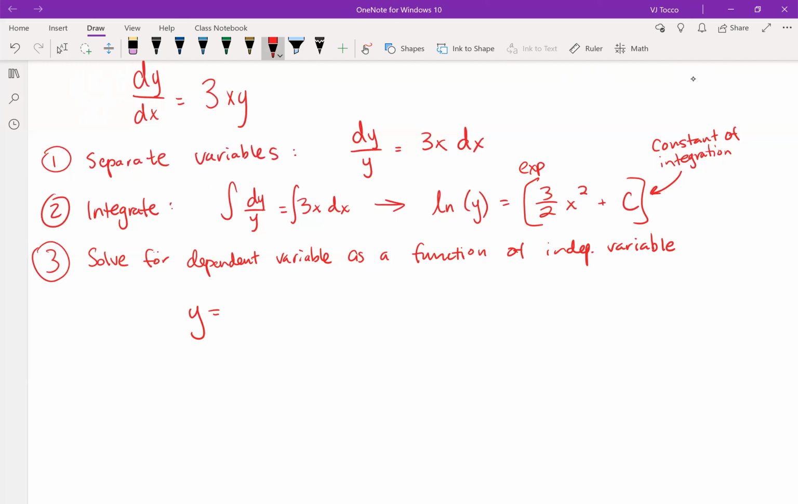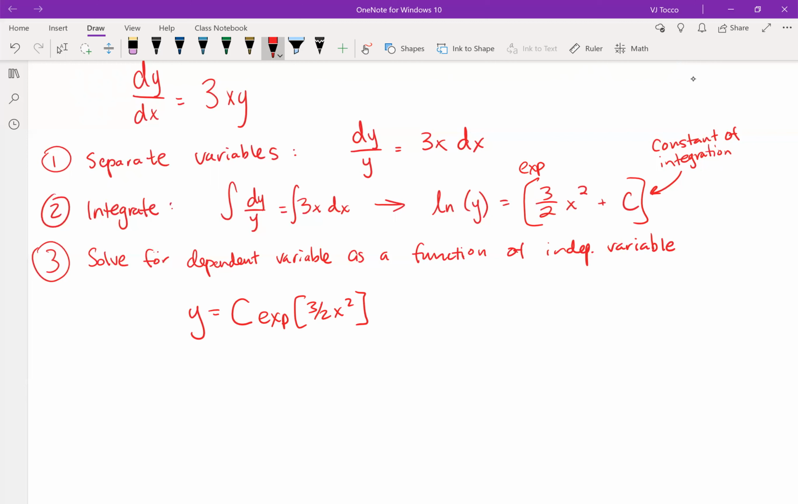And when I do that, if I have an exponent of two things added, I can take the constant out front. So e to the c is not the same c, it's going to be a different c, but the fact remains that it's still a constant. So y equals c times exponent of 3/2 x squared. Okay, that is step 3.